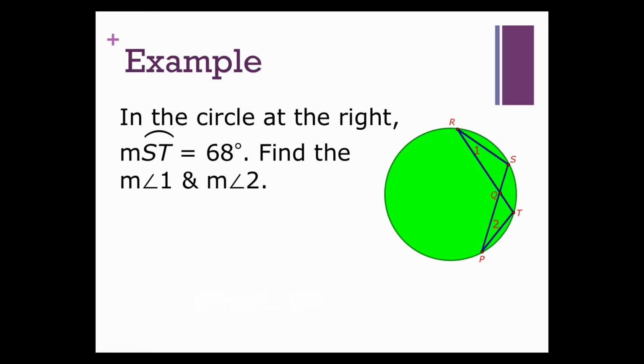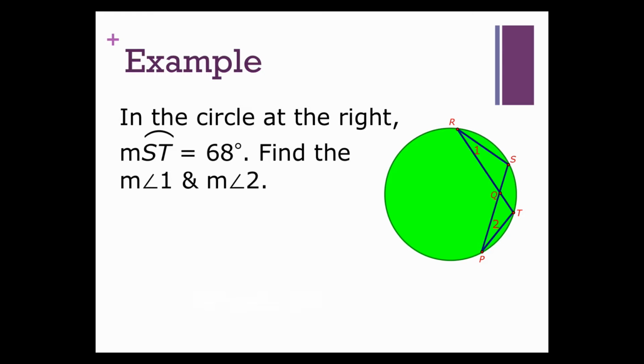ST. Good. And so if the angle is on the circle and it intercepts the arc ST, what's the relationship between the angle and the arc? The angle is half the arc. Beautiful. So how big is angle 1? 34. Well done. Now, with that same idea in mind, how big is angle 2?